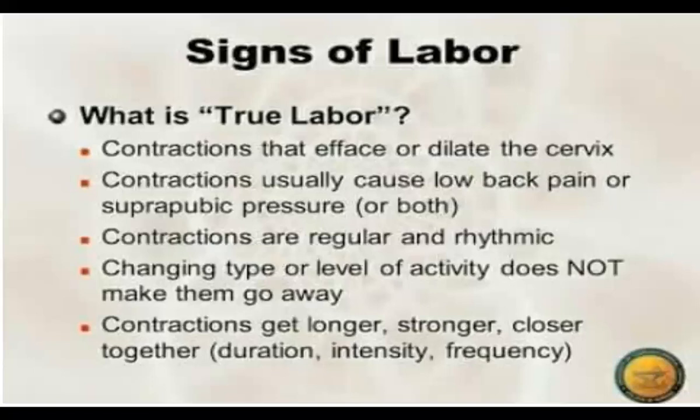And as contractions get longer, stronger, closer together, in duration, intensity and frequency. Clinically, if the contraction previously took place at every half an hour, then it comes every 20 minutes, then every 15 minutes, then every 10 minutes, and the intensity also increases. So the interval becomes less and the intensity increases. So those are the actual signs of true labor.